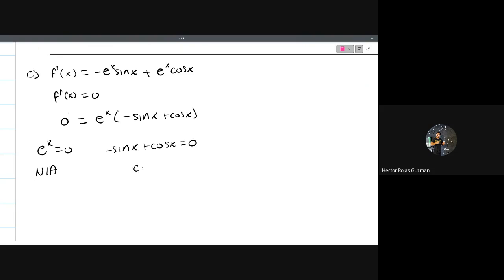But for the other one, you need to figure out a value of x when cosine of x equals sine of x. If you know your unit circle pretty well, this is going to happen at pi over 4 because they're both root 2 over 2. And there is a second angle, 5 pi over 4. They're both root 2 over 2, but they're negative. Those are your critical points.